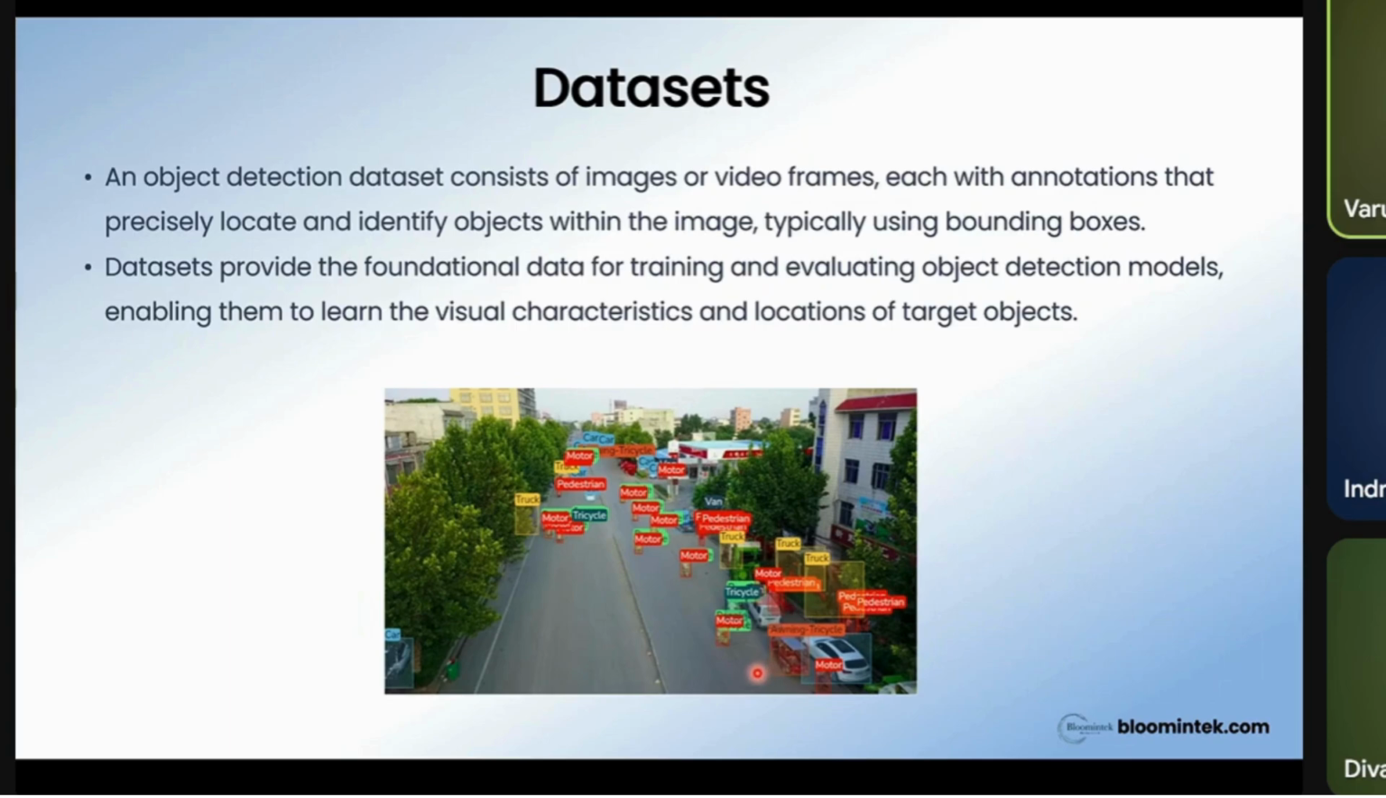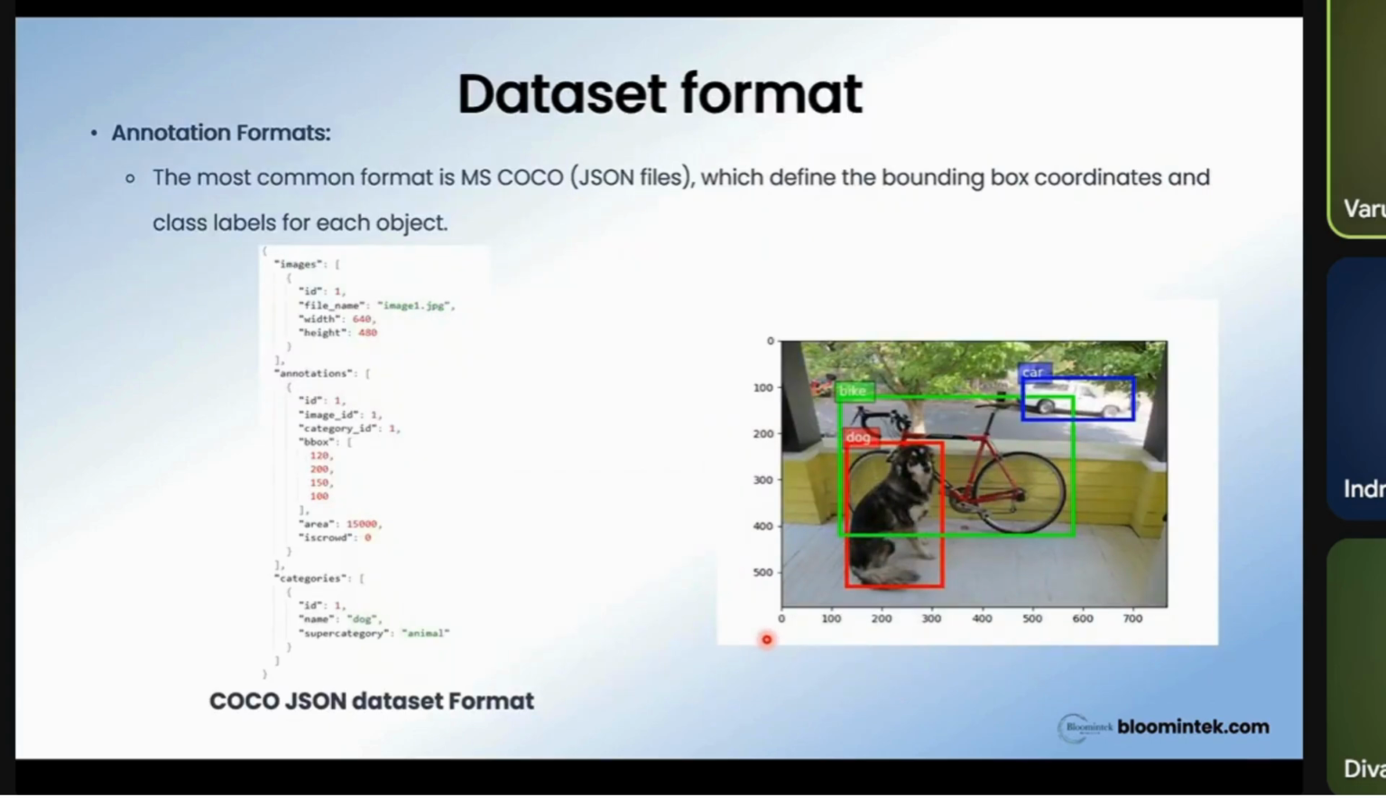Now, if we delve further into the dataset format, like what kind of data is required for training the object detection model, we'll talk about the MS COCO JSON annotation format, which is the most common format used for object detection model training. As you can see in this slide, there are two images. This is the training image, and this is the JSON code which is used to describe the objects in this image.